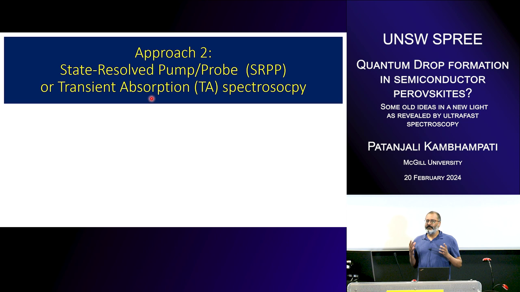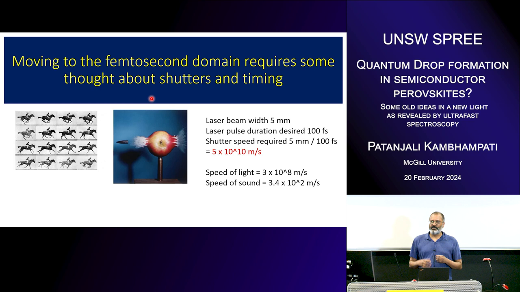The second experiment that we do is transient absorption spectroscopy, where we built our instrument as well. And that, I think most of us are familiar with the idea, but the objective is to measure an image of something frozen in time, whether a horse galloping, a bullet going through an apple. Stroboscopically, you want to capture an image with a shutter that is shorter than your motion. Well, if you wanted to create a femtosecond pulse, it turns out the shutter, if it were a physical shutter, would have to go at 10 to the 10 meters per second, faster than the speed of light. So you cannot use a physical shutter to make femtosecond pulses.